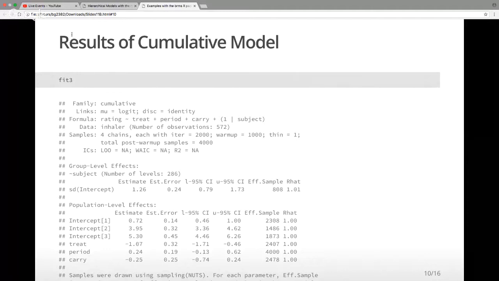Then we have what he refers to as the population level effects. These would be the coefficients on X in the lme4 way of doing things. For the treatment, still negative, and the other things. What this says, intercept 1, intercept 2, intercept 3, is really saying the difference between cut points, you know, first cut point, second cut point, third cut point. I don't know if intercept is the greatest terminology here.